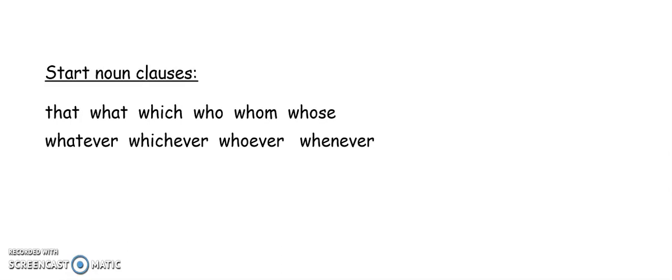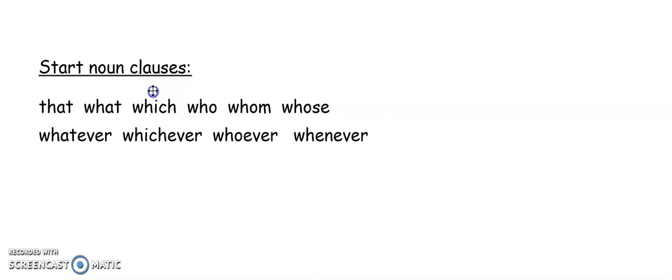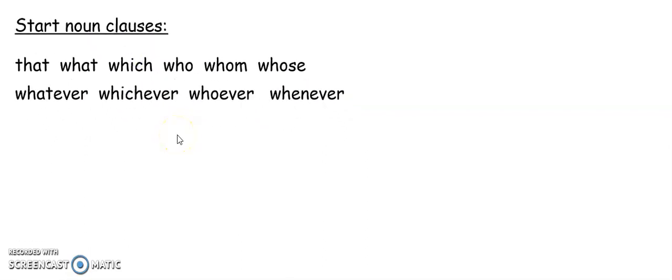Now, noun clauses are characterized by starting with relative pronouns: that, what, which, who, whom, whose, whatever, whichever, whoever, or whenever. So whenever you see these words, and it's in the position of a subject or an object in a sentence, you know it's a noun clause. Namely, it's acting as a person, place, thing, event, or idea. And again, you can find it because these words start it.